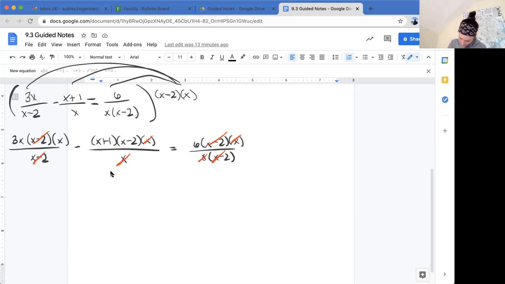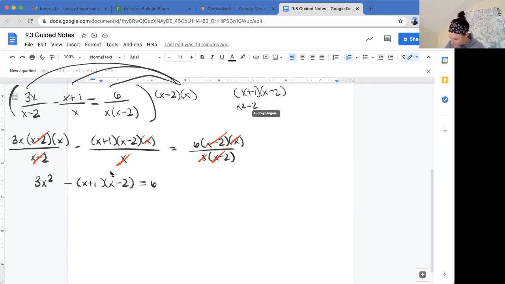So now we have 3x times x, which is 3x squared, minus x plus 1 times x minus 2 equals 6. Let's figure out x plus 1 times x minus 2. x squared minus 2x plus x minus 2 is x squared minus x minus 2. So we have 3x squared minus quantity, careful here, you're going to have to distribute that negative, x squared minus x minus 2 equals 6.